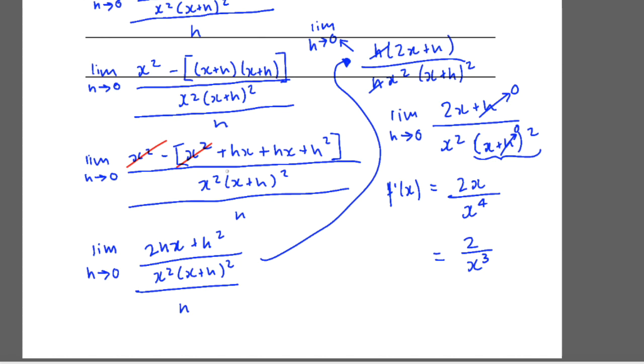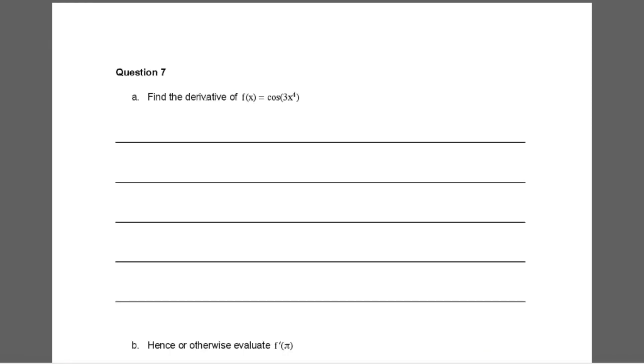Now, I've made a mistake, and I even mentioned it before. This minus, I didn't multiply it in, so that minus needs to go in there, and there, and there. So along the way, this should have been minus 2x minus h. Anyway, take my word for it that if you just redo that, you would get minus 2 on x cubed. That was it.